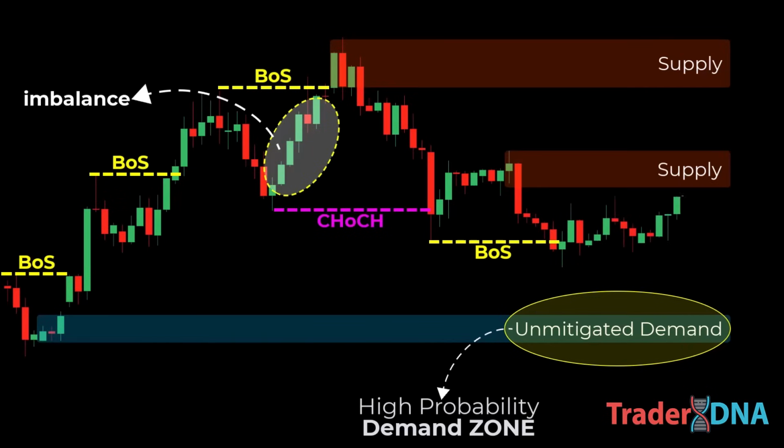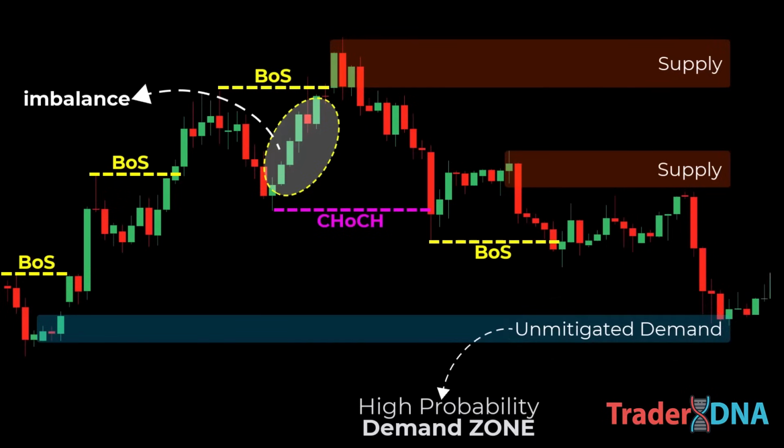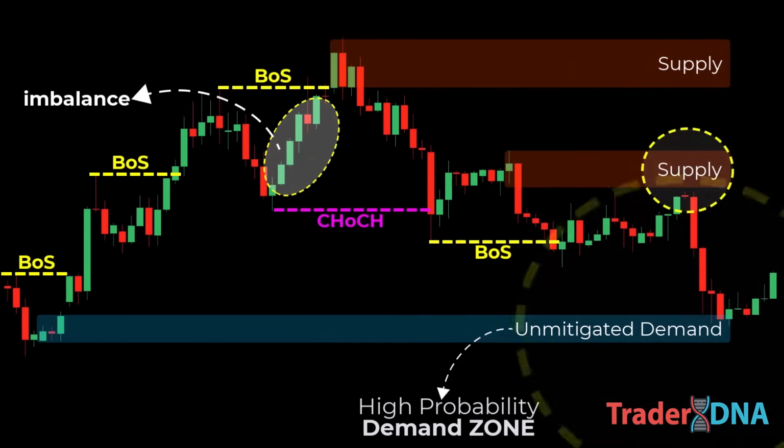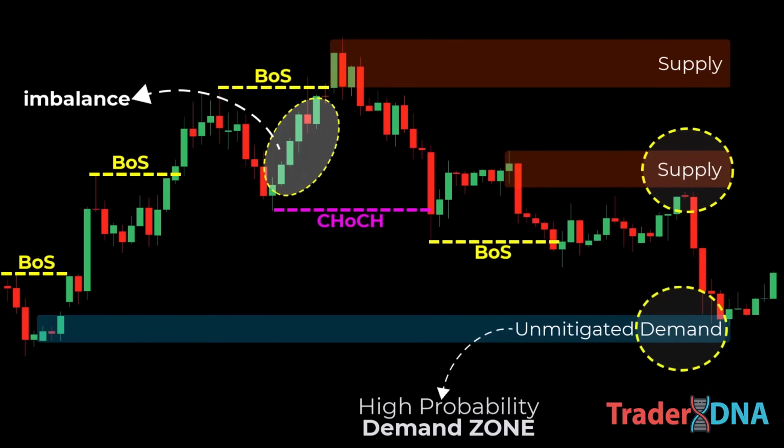And this is where things get interesting. Right now, we're at a key decision point. We've got supply pressuring from above and demand waiting below. This is where the battle between buyers and sellers takes place. So what should we do? Wait and watch. Be patient. Let price reveal its next move.